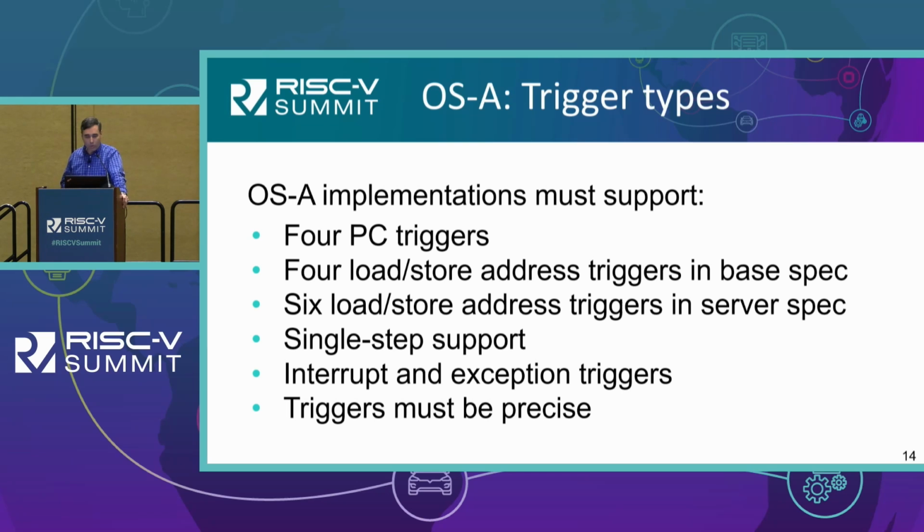Also, you have to support single stepping and interrupt and exception triggers, and it's probably no surprise that triggers have to be precise, because it's very difficult to debug when you have imprecise traps and halts. You may note that there's no requirement for instruction encoding or load store value triggers, but again, implementations can go above and beyond the minimum requirements here. And I would advise debuggers to support these features if an implementation supports them.